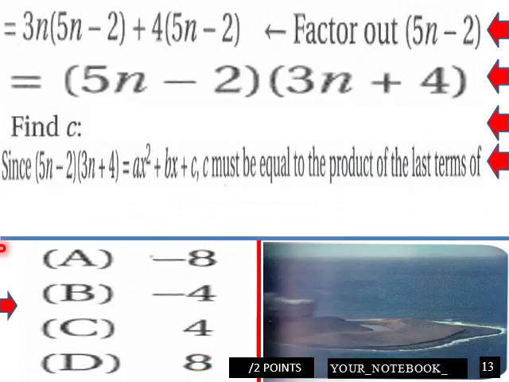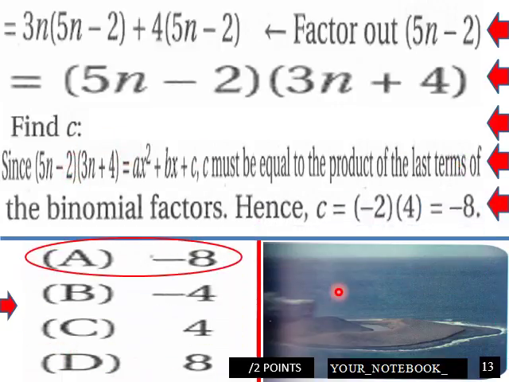Find c. So now (5n minus 2)(3n plus 4) equals ax squared plus bx plus c. c must be equal to the product of the last terms here. So c would equal negative 8. That is one way of solving this here.